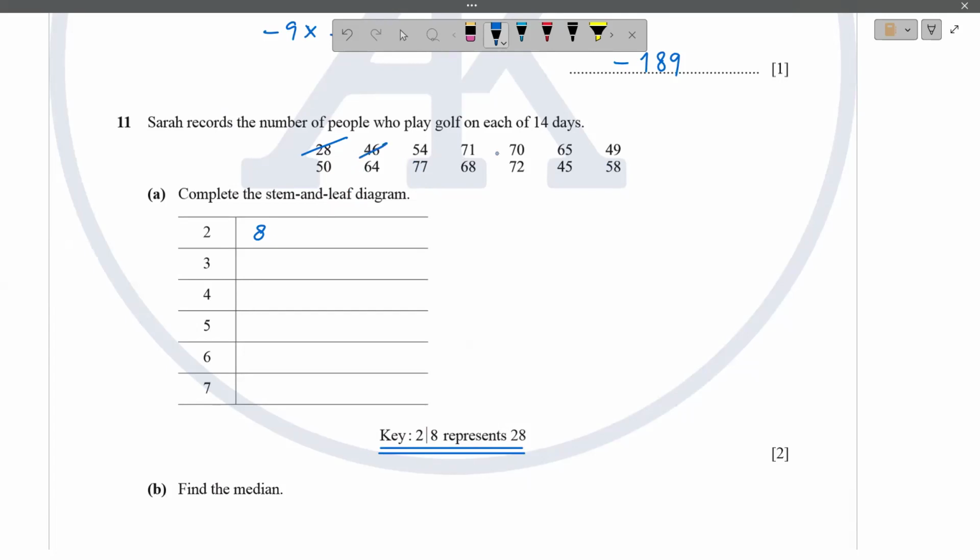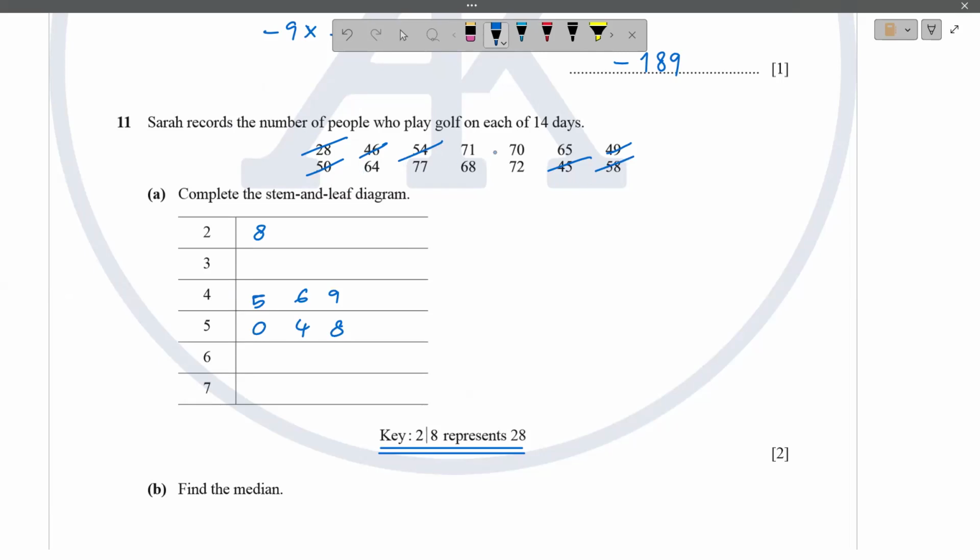For the 4, we have 46, 49, 45. So it starts with 45, 46, 49. For the 5, we have 5, 6, and 9, so 56, 59. We have 50, we have 54, and 58.